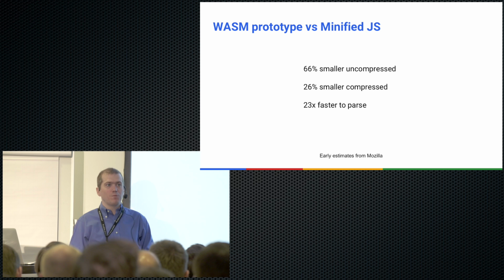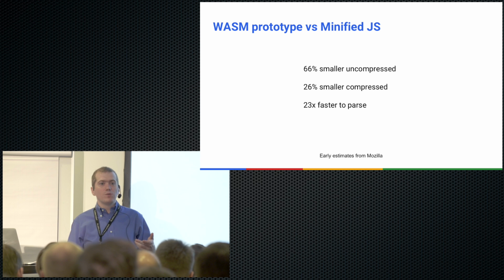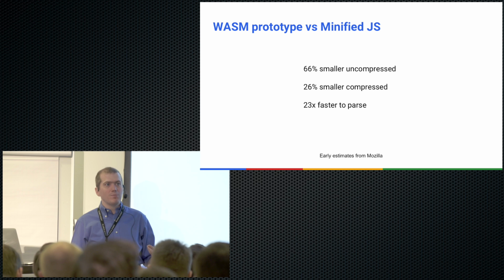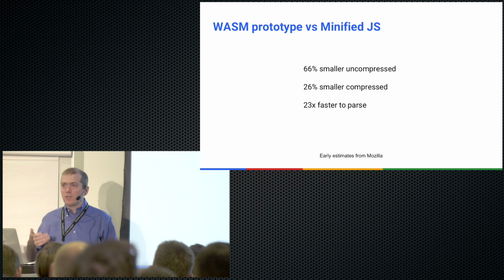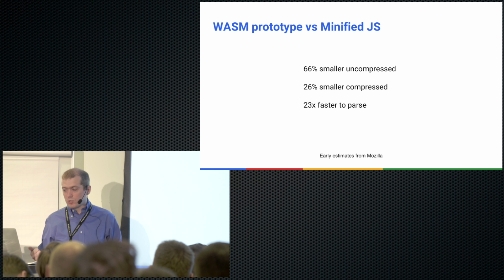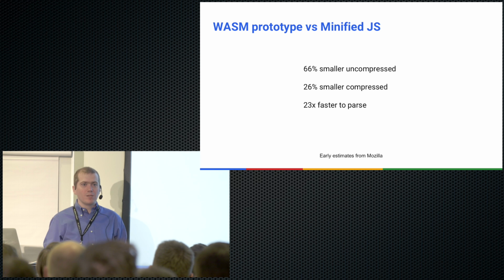Another interesting thing about the binary format is that it's about 23 times faster to parse than text. Because it's binary, because it's not designed to be human readable or human writable, you can lay it out in such a way that the machine doesn't have to think too hard when it sucks it in. Parsing the JavaScript is actually a fairly large component of startup. JavaScript engines do things like overlap it with the download to try to amortize it, but it's fundamentally expensive.